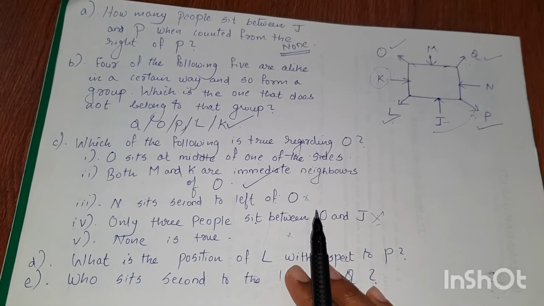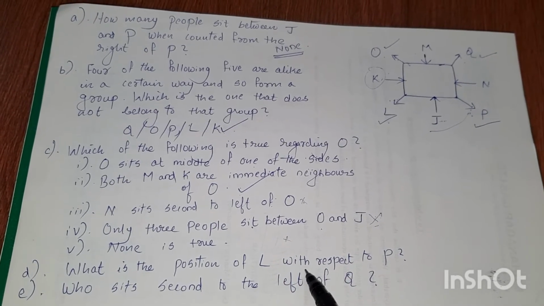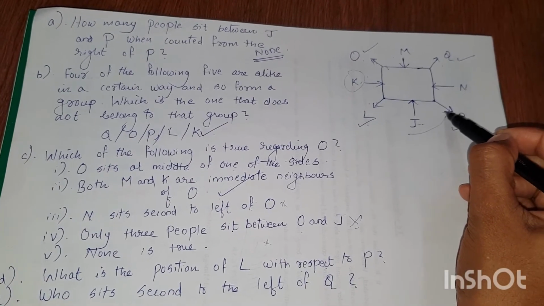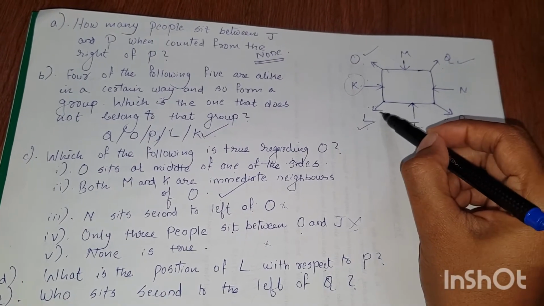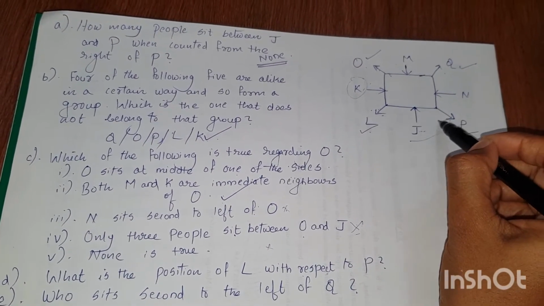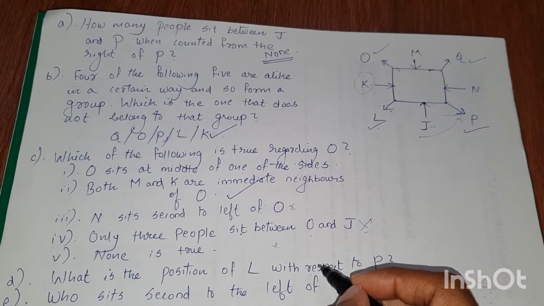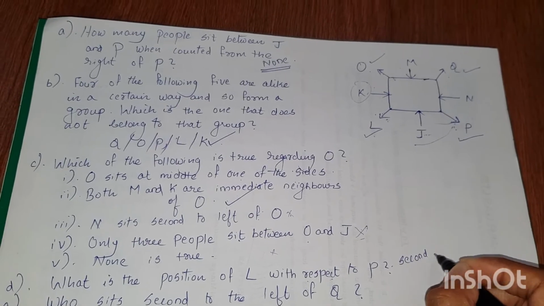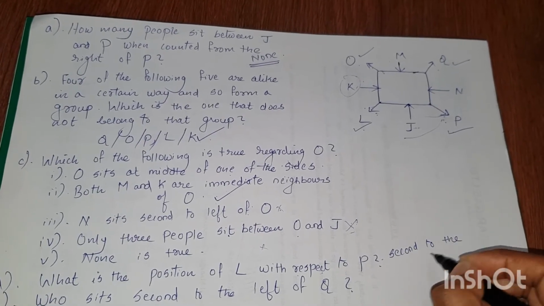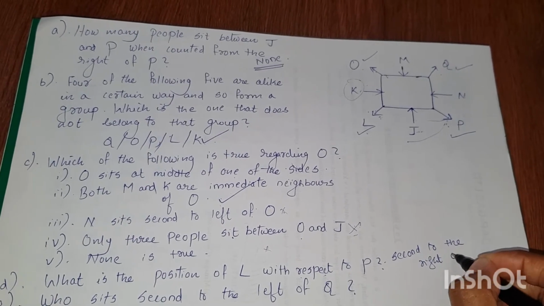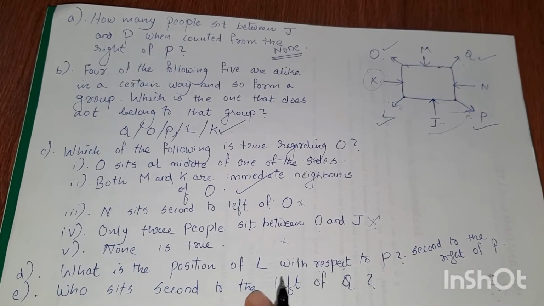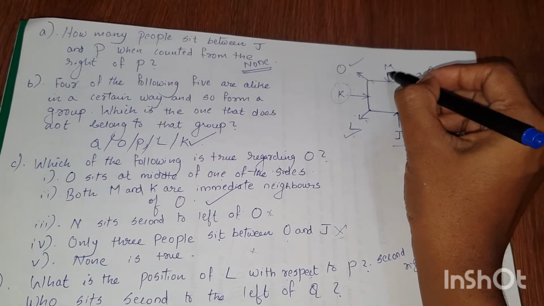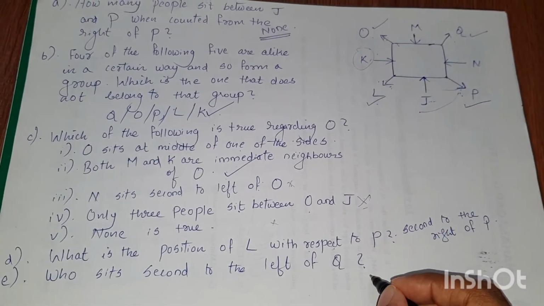Now going to the next question, what is the position of L with respect to P? With respect to P, the position of L is second to the right, right? Second to the right of P, it is L. So the position of L with respect to P is second to the right of P. Okay. Fifth question, who sits second to the left of Q? Second to the left of Q, it is O. So the answer is O.